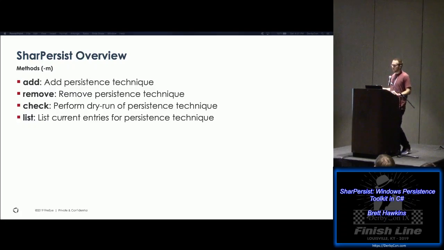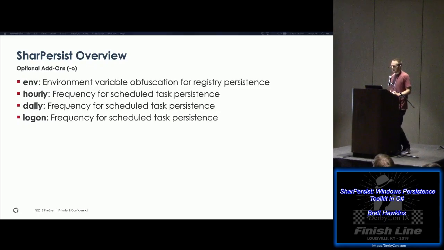So I highly recommend running check before you actually do the add. The same checks are actually in there when it's trying to add or remove the persistence, but it's just best practice, I think, to perform a dry run. And then there's a list method, which you can use to list current entries for a persistence technique. So for example, if you want to list current entries in the HKCU run key, you can do that with the list method.